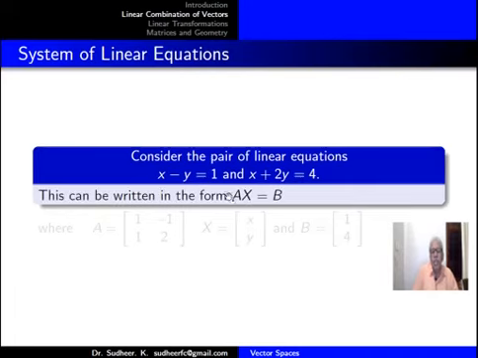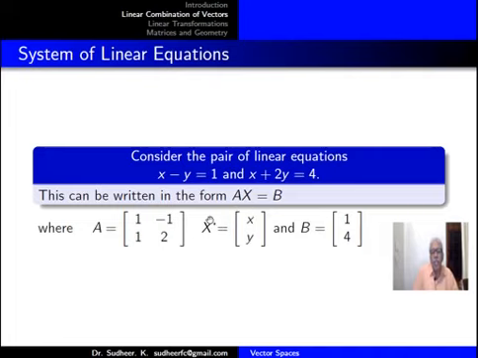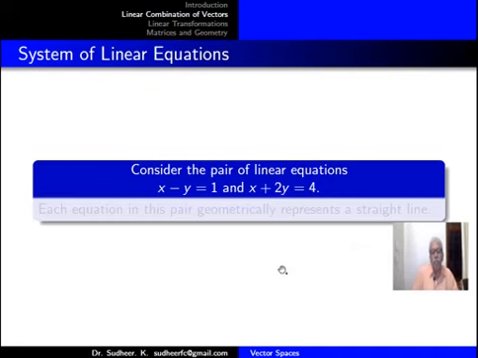So, consider the pair of linear equations x minus y equal to 1 and x plus 2y equal to 4. This can be written in the form Ax equal to b, where A is the coefficient matrix [1, -1; 1, 2], x is the column matrix of the variables, that is x equal to (x, y), and b is the column matrix of the constants, so b equal to (1, 4). Each equation in this pair geometrically represents a straight line because these are linear equations.